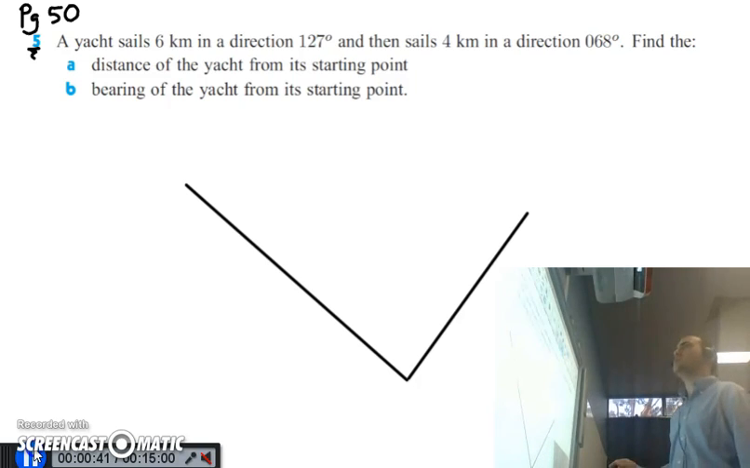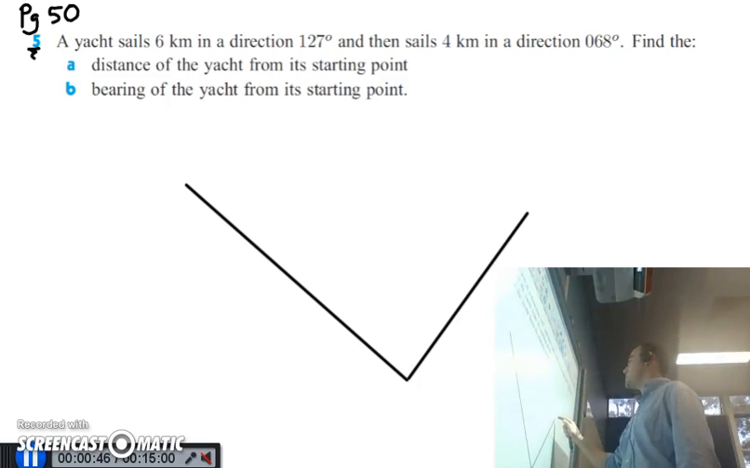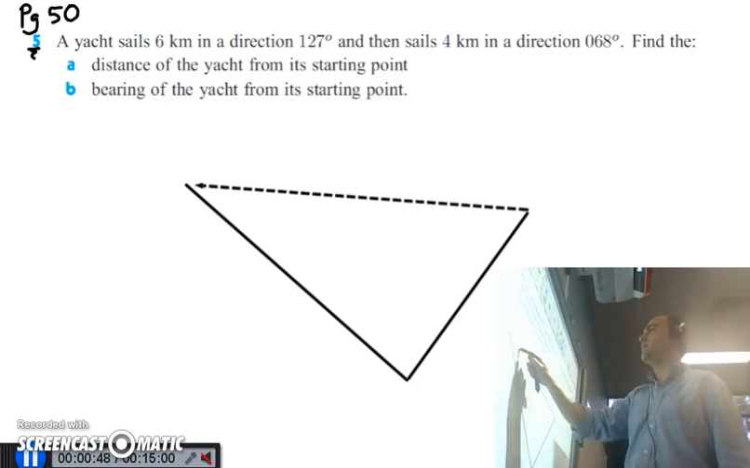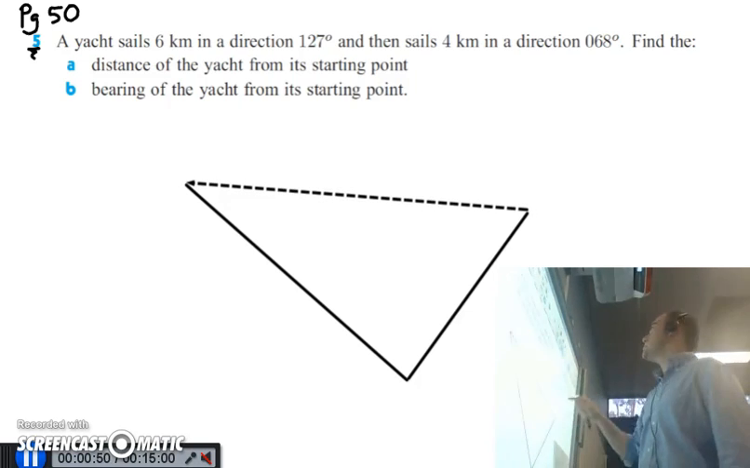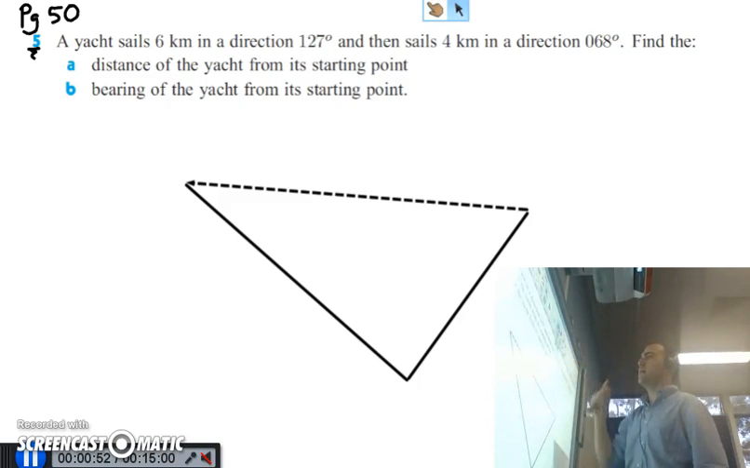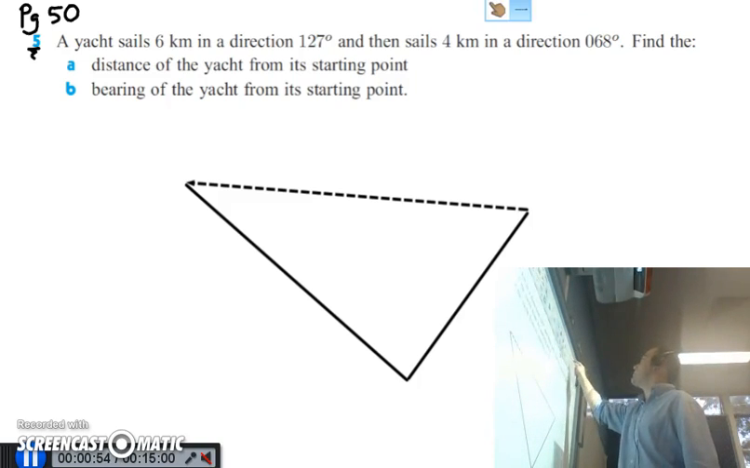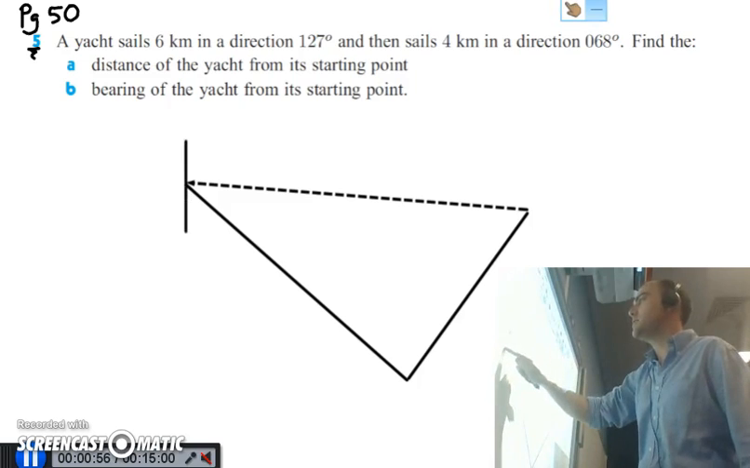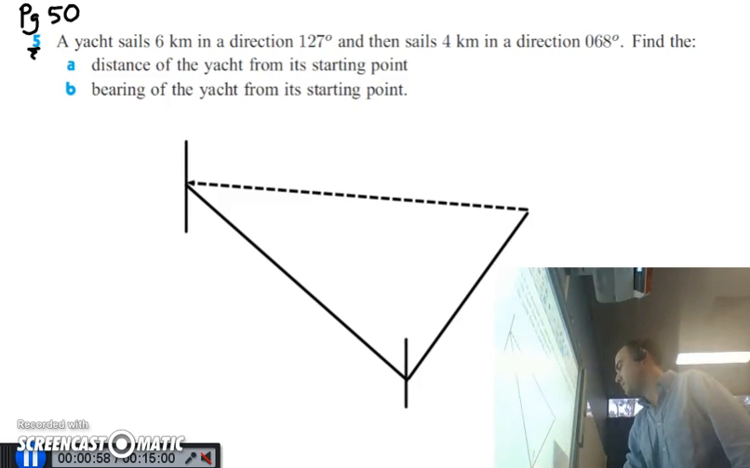The first question is find the distance of the yacht from the starting point. So again, it's asking us to find this part back to here. So let's just fill in what we know with the information. So if we put in our north signs, that's a north, that's going to be a north, and that's going to be a north too.